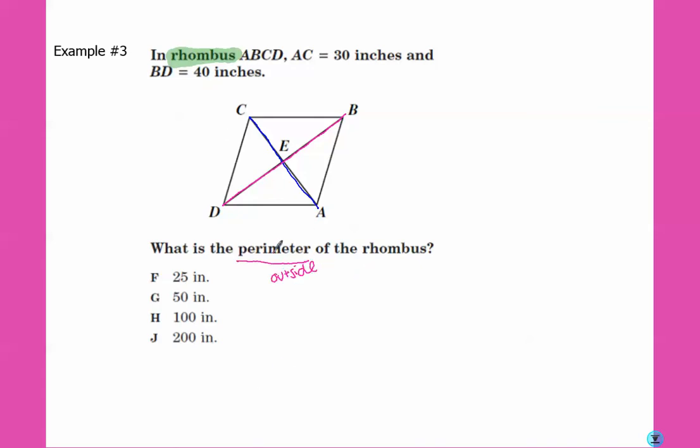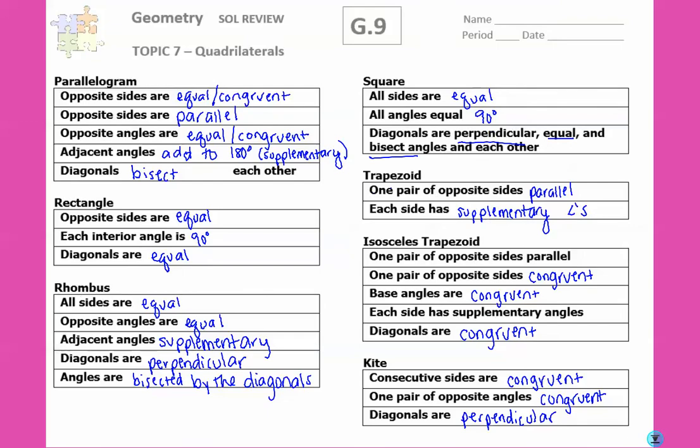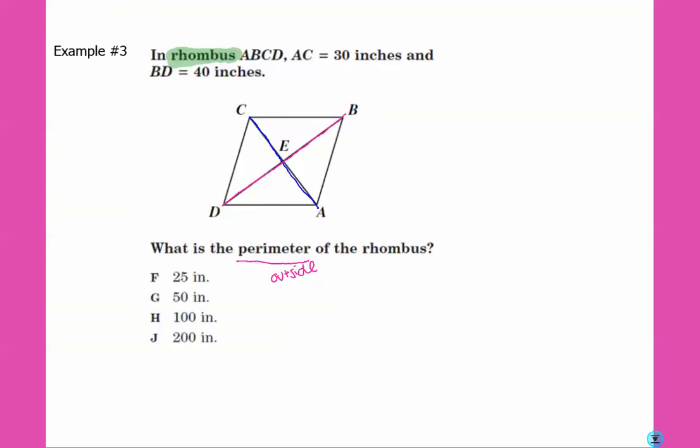So first, what do we know about the diagonals of a rhombus? Diagonals of a rhombus are perpendicular, and because they come from a parallelogram, they bisect each other. So if AC was 30, each piece is 15, and for BD, each piece is 20. We're going to cut it in half. Since we know that they are perpendicular, we now have this right triangle here so that I can find out what one of the sides is, because we want to add up all the sides. The nice thing about a rhombus is all the sides are equal.